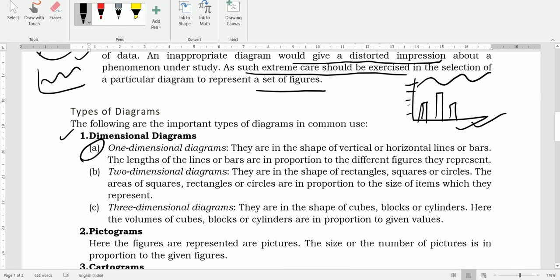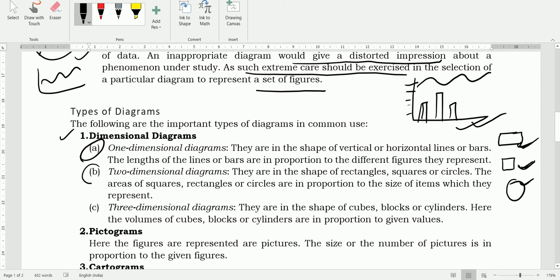Then two-dimensional diagrams, they are in the shape of rectangles, squares or circles. And the areas of these squares, rectangles, or circles are in proportion to the size of the item which they represent. So the size of the circle or the rectangle is proportionate. For this diagram also, it has a certain scale.